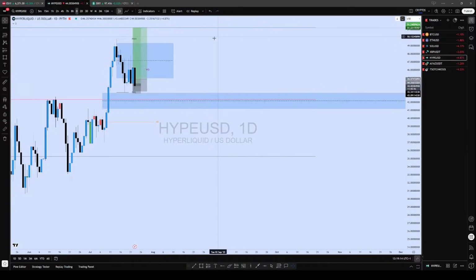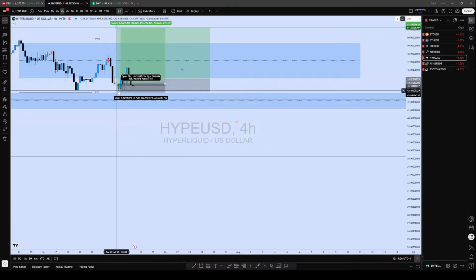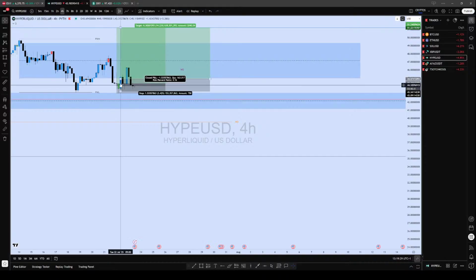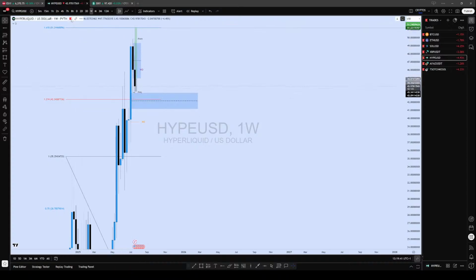Hype yesterday was interesting. I gave you this down candle to look for the buy. I still think we should hold and go higher. Like I said, if it stops out, you're gonna look for that same pattern to form, and then you look for the buy again. As it stands, it's still holding, so still looking for the higher prices, because they've taken out the previous week low.